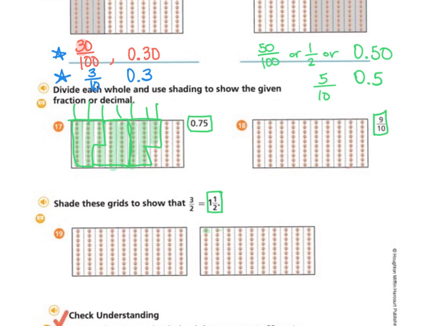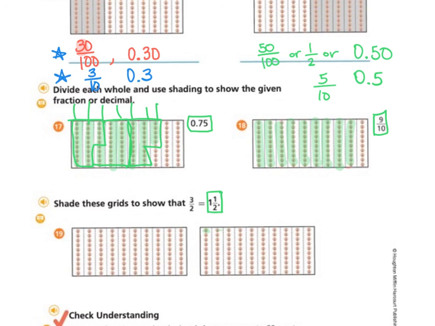O and B, talk us through 18. What did you shade for 18? I just colored in 9 bars. Since they're all 10s, so I just colored in 9 of the bars. Awesome. Great job. 1, 2, 3.